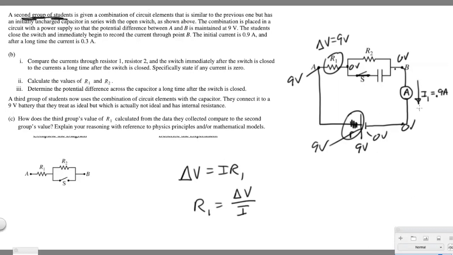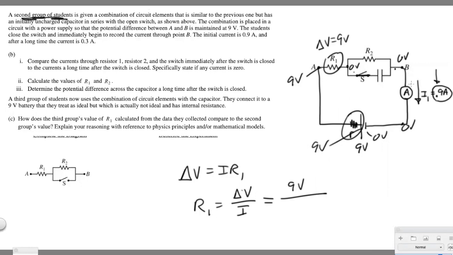Now, the reading for this third group of students, they're not going to get 0.9 amps, right? That was the reading from the second group of students. The third group of students would say, well, our battery is 9 volts, right? Because they don't realize that there's an internal resistance there. They would plug in 9 volts for their voltage across R1.